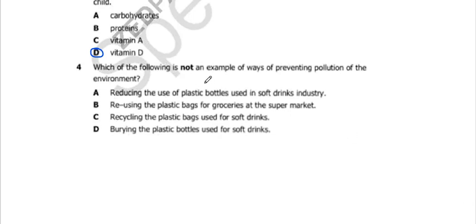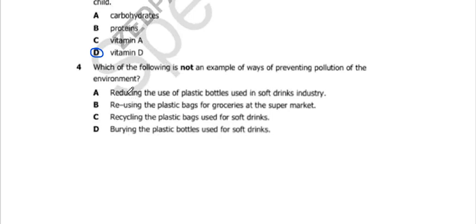Which of the following is not an example of ways of preventing pollution of the environment? A, reducing the use of plastic bottles used in the soft drinks industry. B, reusing the plastic bags for groceries at the supermarket. C, recycling the plastic bags used for soft drinks. And D, burying the plastic bottles used for soft drinks. The keyword there is not, an example of ways of preventing pollution.